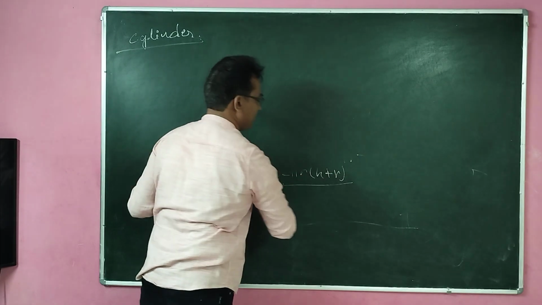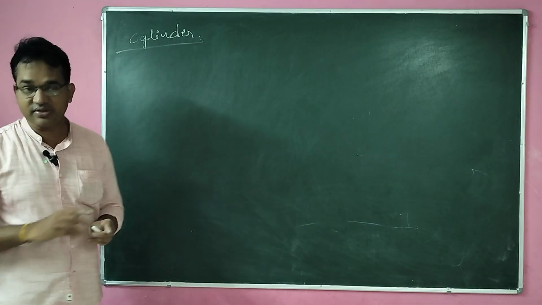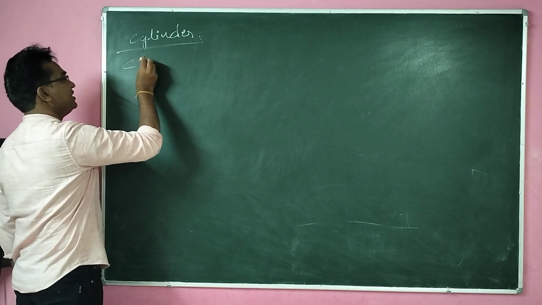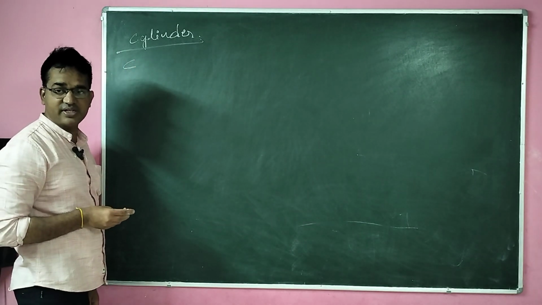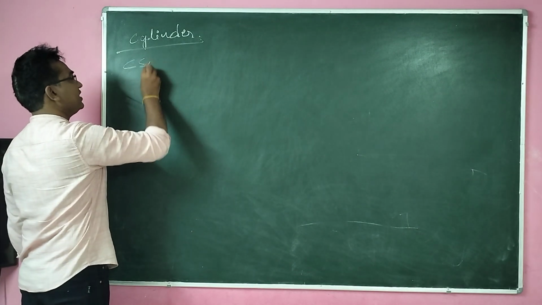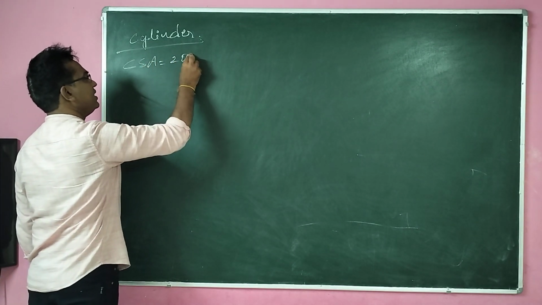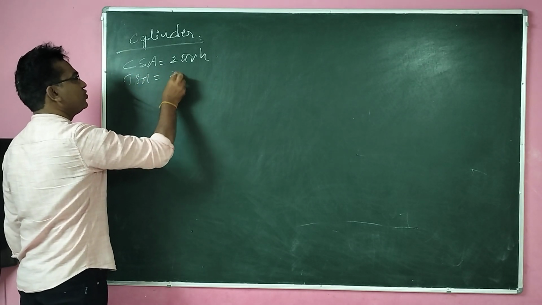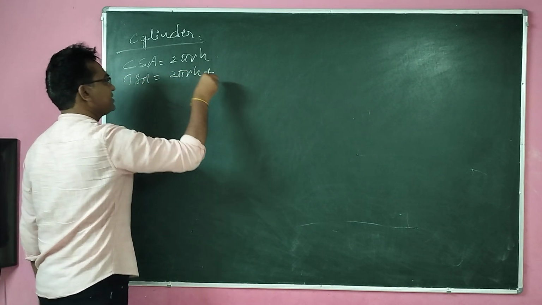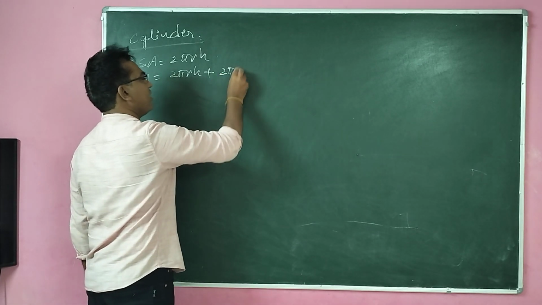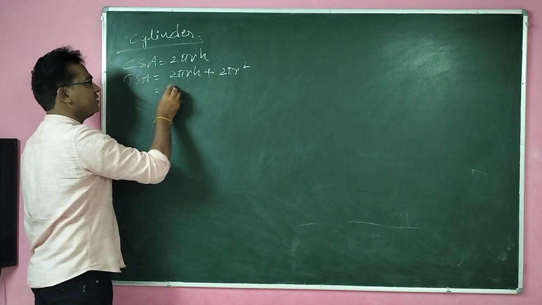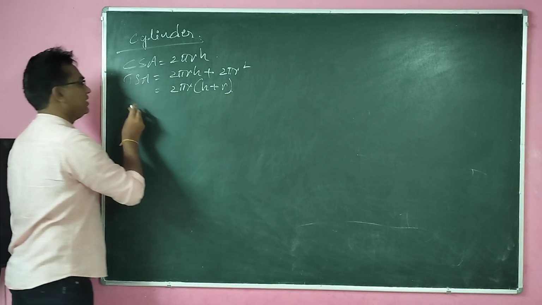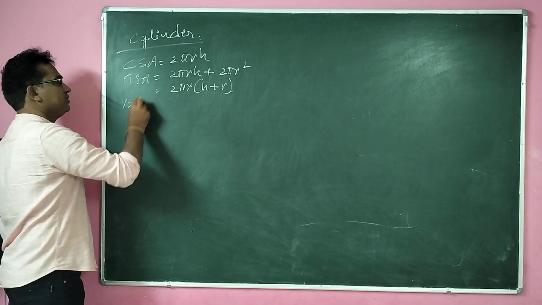Next, for the cylinder, first you write the formulas. First, CSA. CSA stands for curved surface area. CSA equals 2 pi r h. TSA of cylinder is 2 pi r h plus 2 pi r square. What is common here? 2 pi r is common, so 2 pi r into h plus r.